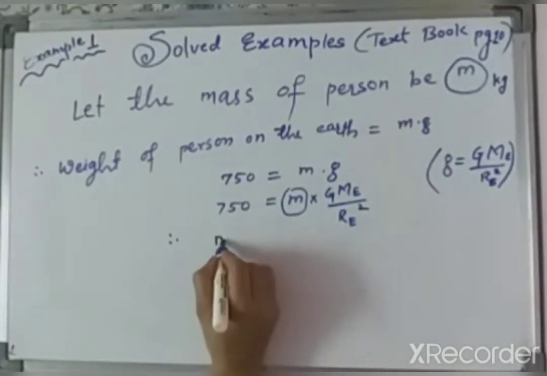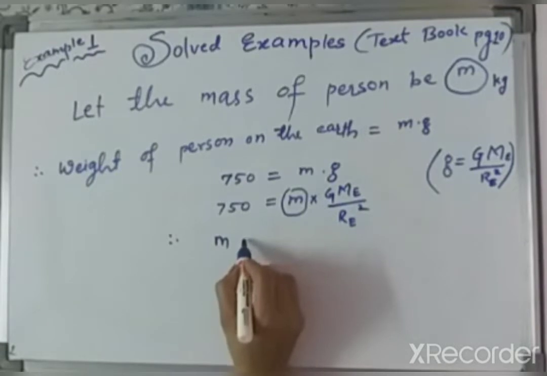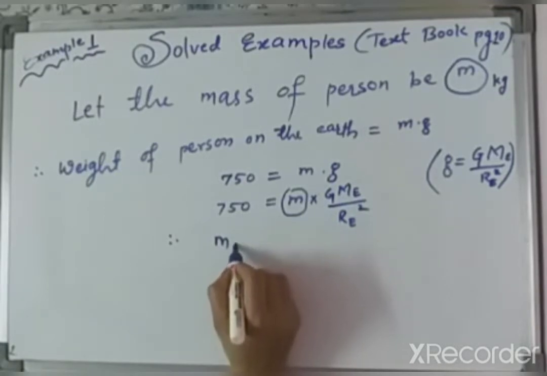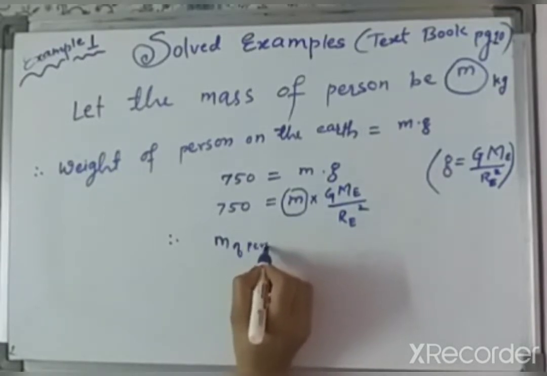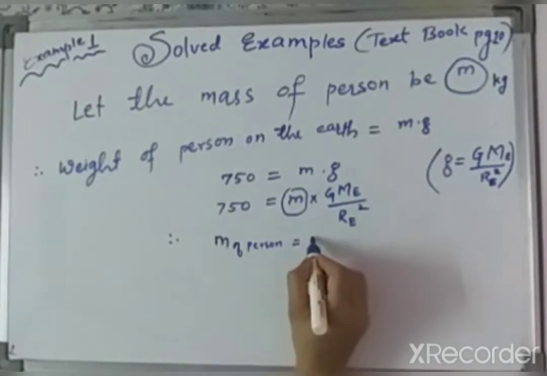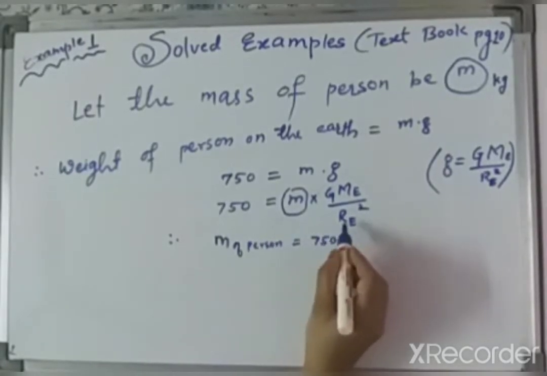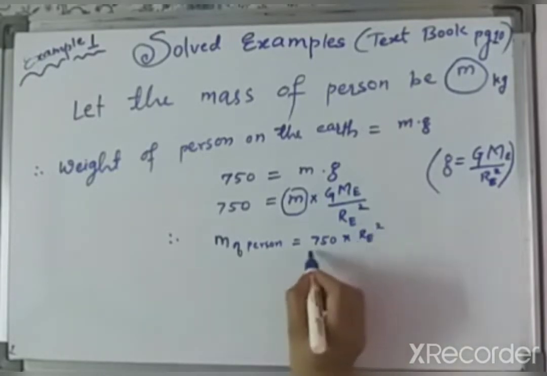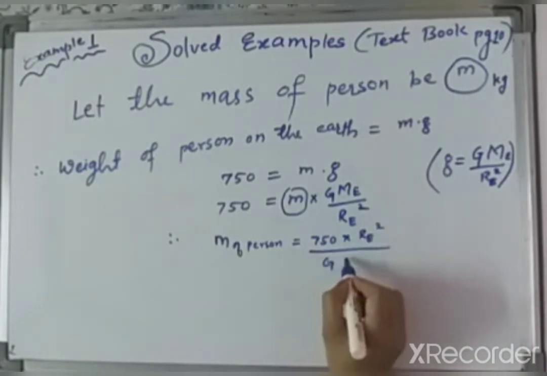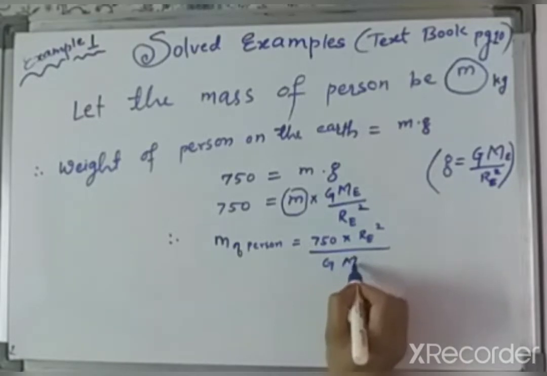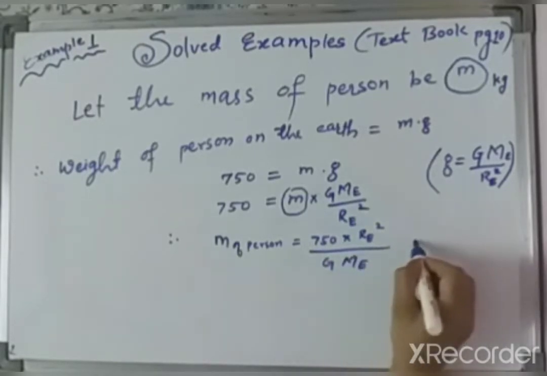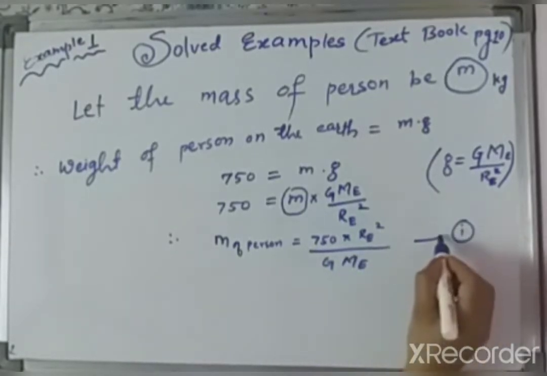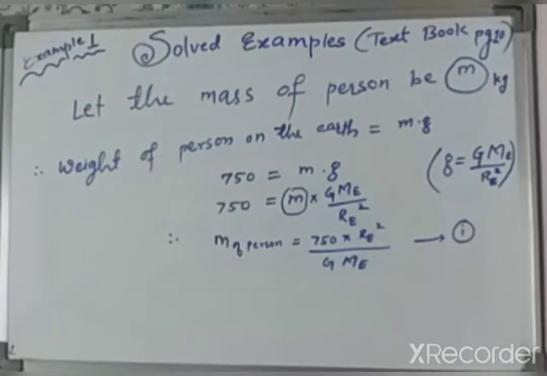Therefore, the mass of the person is equal to 750 into radius of earth square upon the gravitational constant and mass of earth. We will consider this as expression number 1.